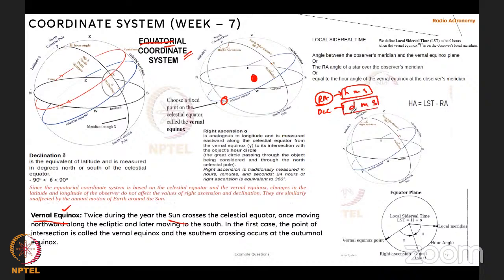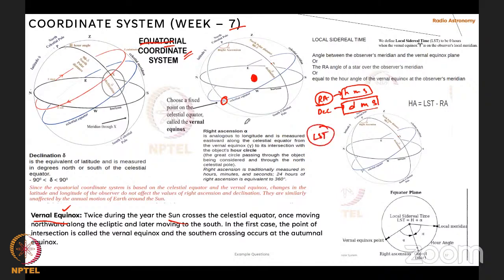Now this right ascension and declination is fixed for any source, meaning most of the sources outside our solar system are very far away from it. In week 7 you can find a more elaborated discussion about right ascension and declination. And now there is something called LST.